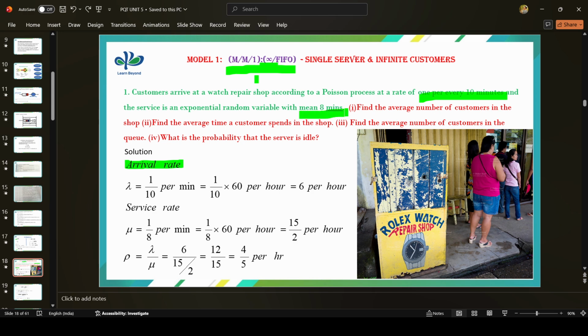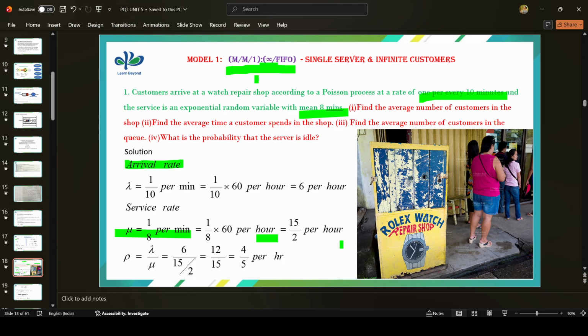So the mean is 8 minutes. We have to calculate your service rate, mu. Per minute, it will take one person 8 minutes. It is an average, so 1 divided by 8. Convert this to an hour: multiply 1 by 8 into 60, and we get 15 divided by 2 per hour.